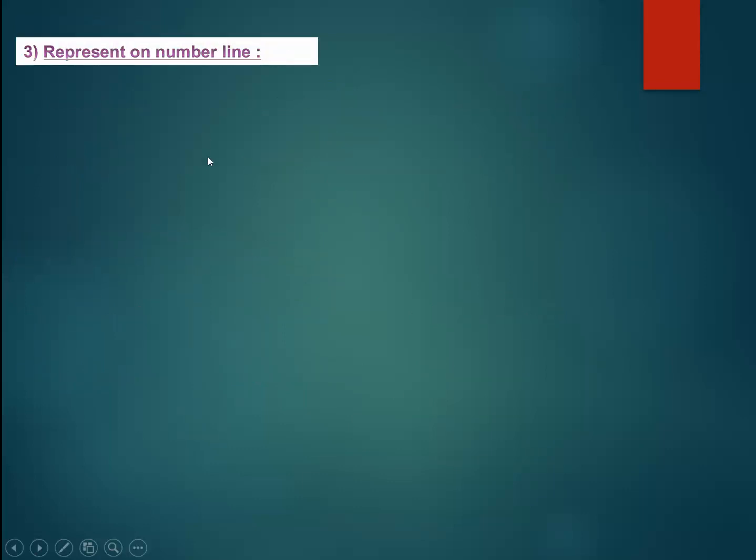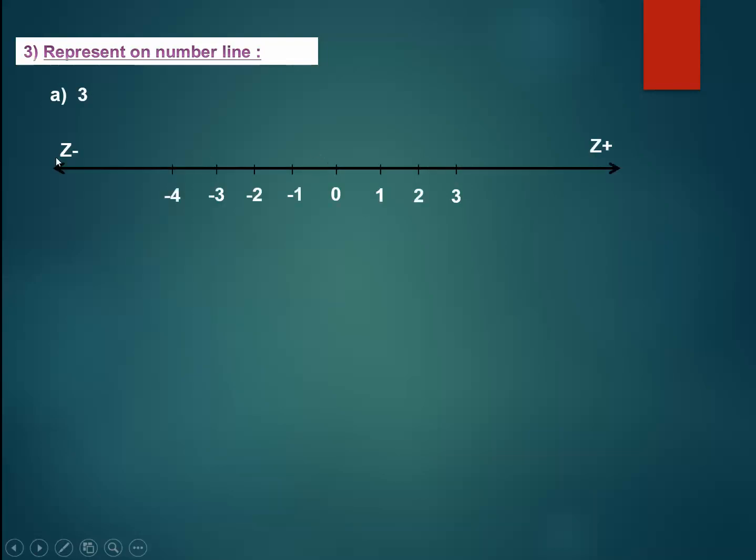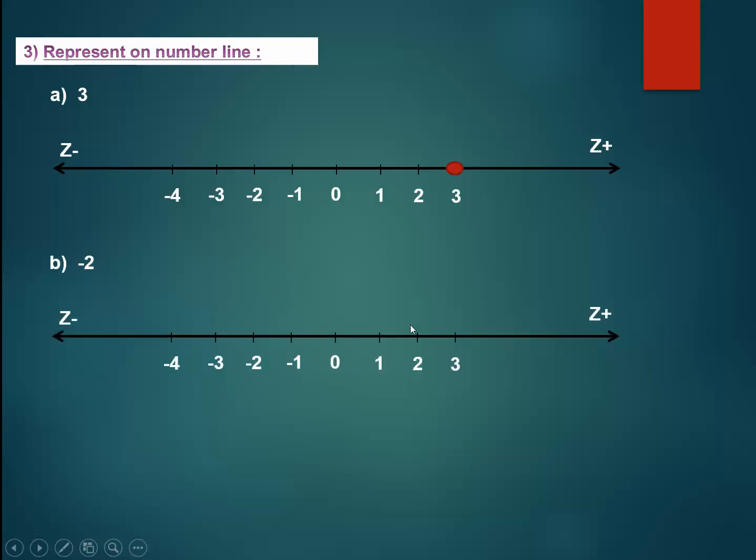Represent on the number line. If I want to represent 3, let's draw the number line. Here we have Z positive and here we have Z negative. In the middle put 0, to the right put 1, 2, 3, and to the left put the negative numbers. So for 3, we will put a dark point on 3. Okay, negative 2, let's draw the same number line and put a dark point on negative 2.